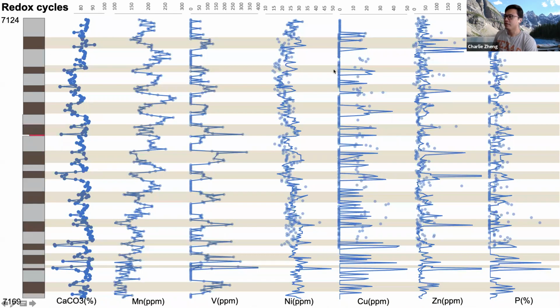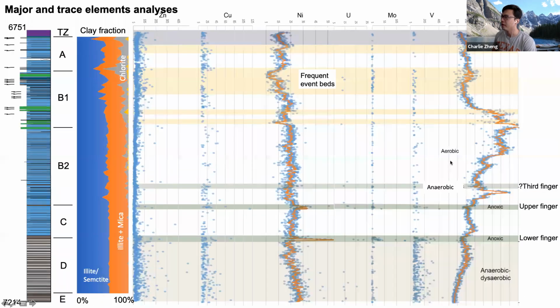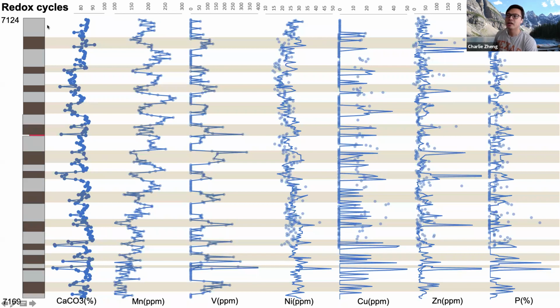So if we take a closer look, I don't know why it messes up every single time I put it into presenter view. But if we look at the redox cycle in the lower part of the Austin chalk, the carbonate content drops along with the manganese content, and then the redox proxies and the nutrient proxy will increase in the anaerobic sediments. These line up pretty well to show that these are redox cycles, and manganese probably served as a bridge to deliver these redox elements into the substrates.